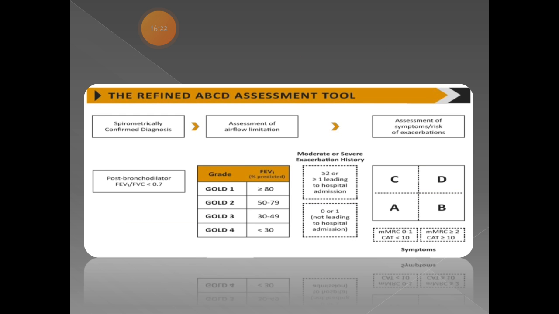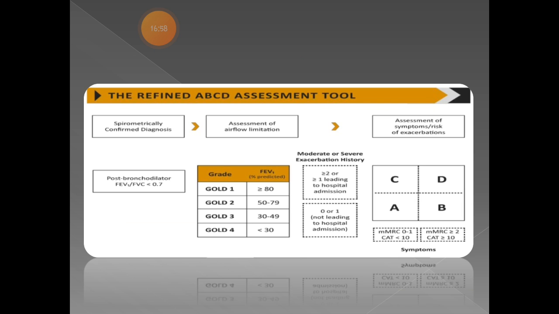And as I told you, you do a chest x-ray, then you do a spirometry, and then you grade as Gold 1, 2, 3 and 4. There's another important assessment tool, that is the refined ABCD assessment tool. I think you already know this, but I have included it here. So apart from Gold 1, 2, 3, 4, you have the other categories Gold A, B, C and D. For your exam purposes, you should know how to draw this picture.